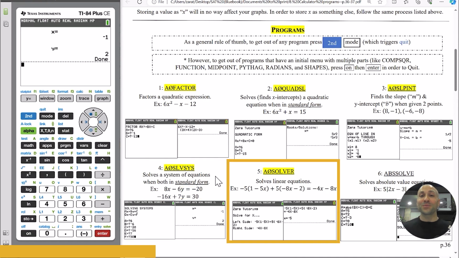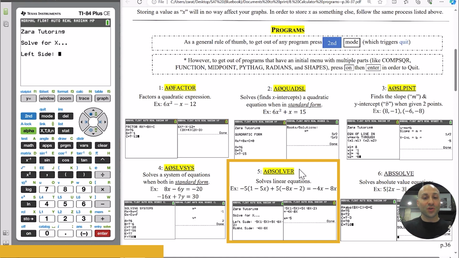On to program number 5. So the 5th program is Solver. So this program solves a linear equation when it's just one unknown. So Solve Systems was for 2 equations, 2 unknowns. Solver, 1 equation, 1 unknown. And notice the x's, because they don't have a written exponent, are assumed to be to the first power. If instead any of the x's were to the second power, it'd be a quadratic function, and we'd use Quad Solver. So a very important distinction there.